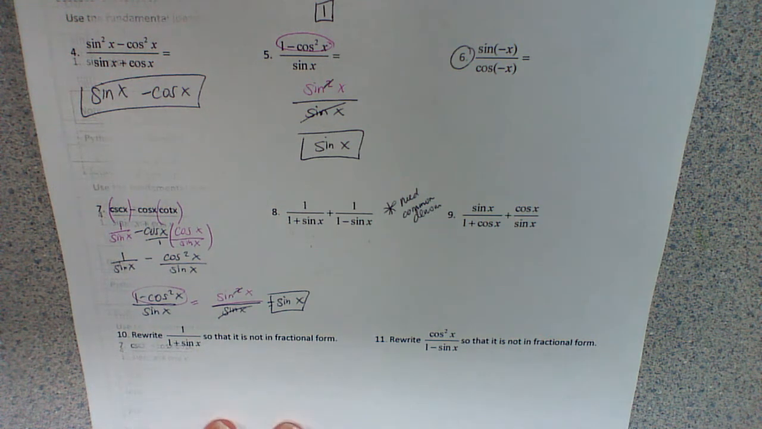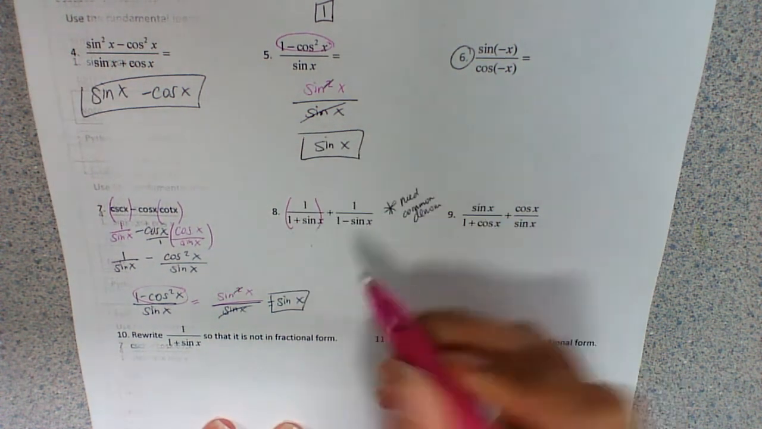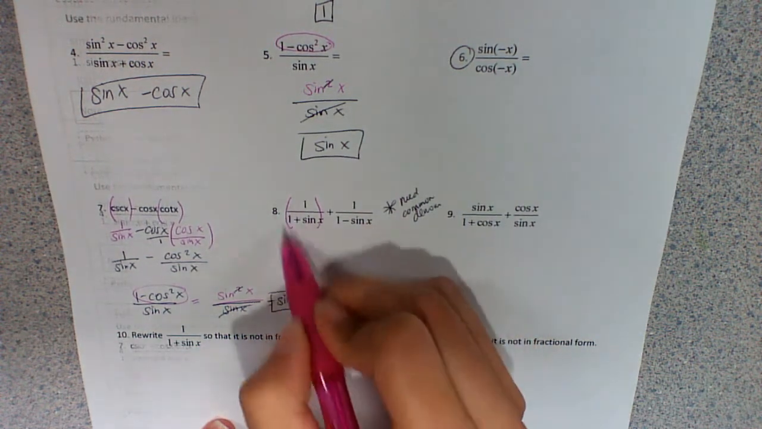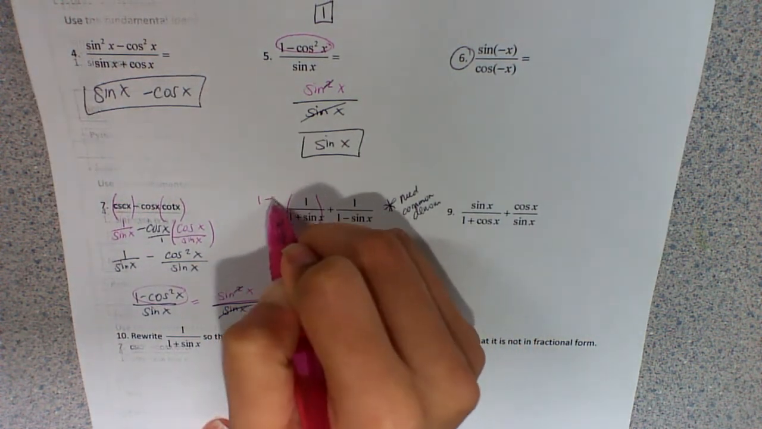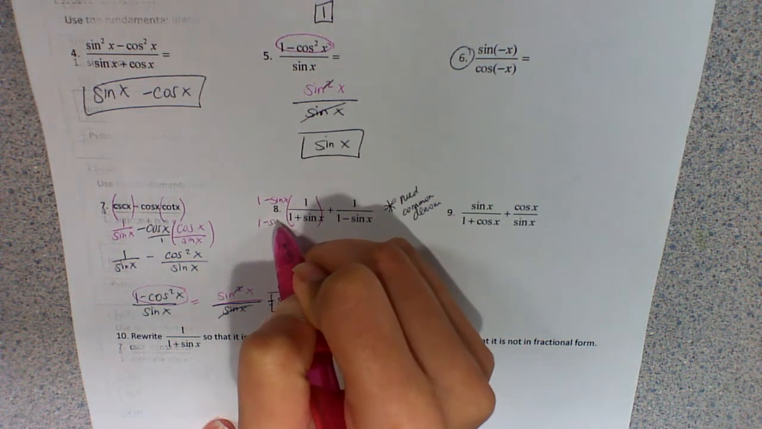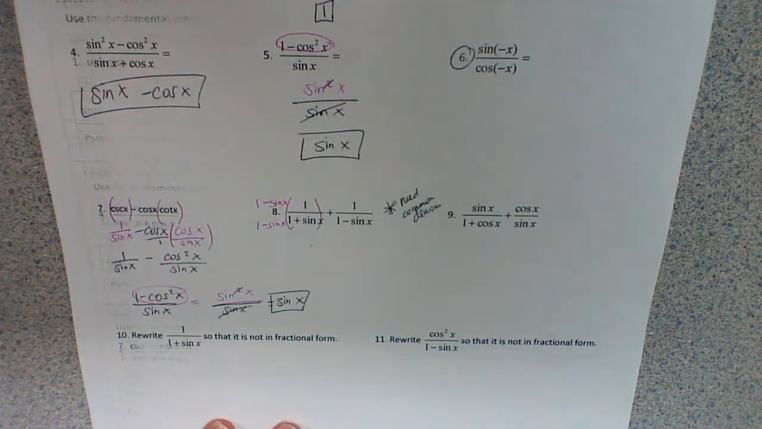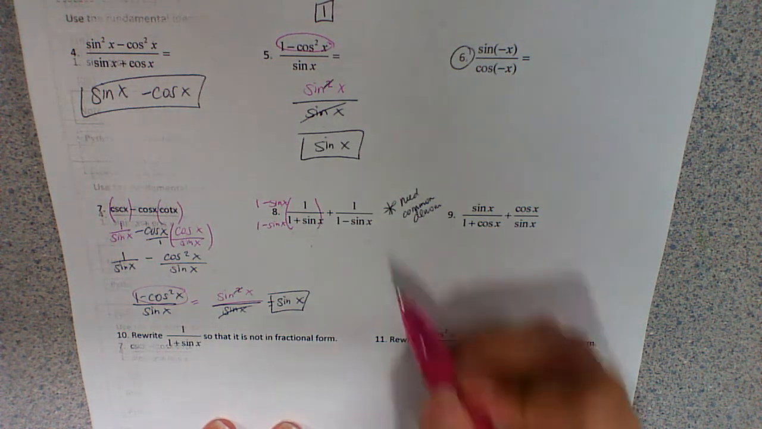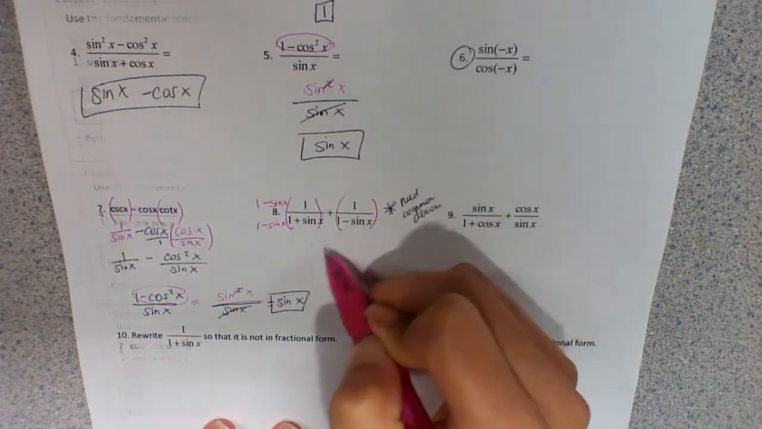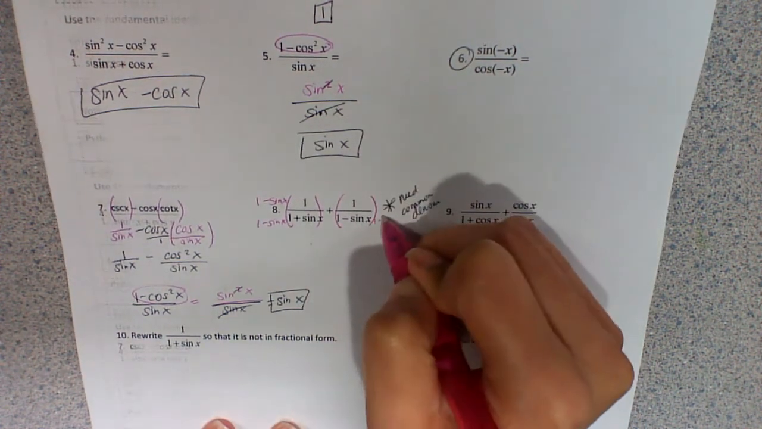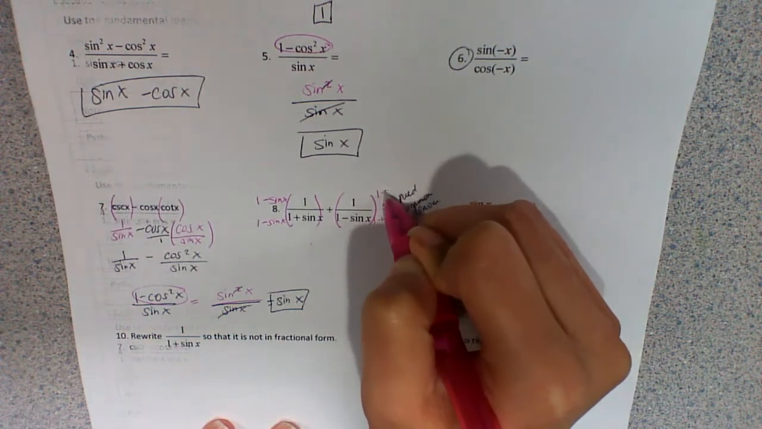So what I need to do is multiply the entire first fraction by this entire denominator. So I'm going to multiply my first fraction by 1 minus sine, top and bottom. And my second fraction I'm going to multiply by this denominator, 1 plus sine, top and bottom.